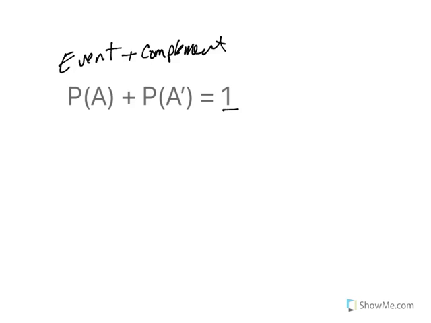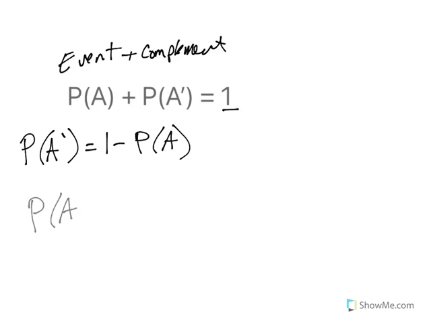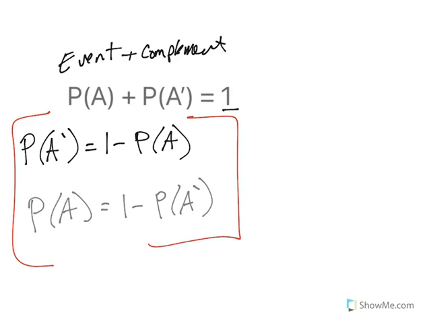Now that also means we can say that the probability of A prime is 1 minus the probability of A. We could also say that the probability of A is 1 minus the probability of A prime. Meaning, if we know either the event or the complement, we can use one of these two formulas to find the other. Because sometimes you might need the complement, but it's a whole lot easier to just find the event, or vice versa. Depending on what we have and what we need, that is how we work there.